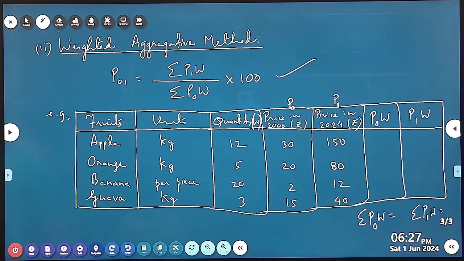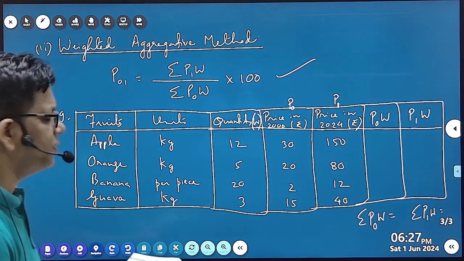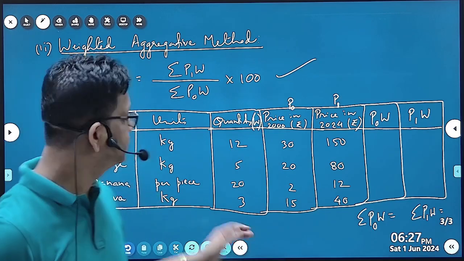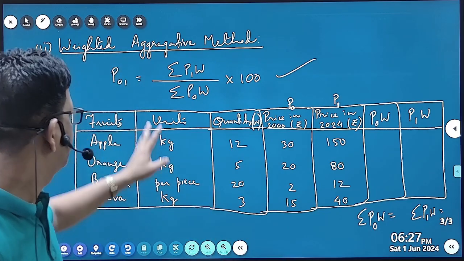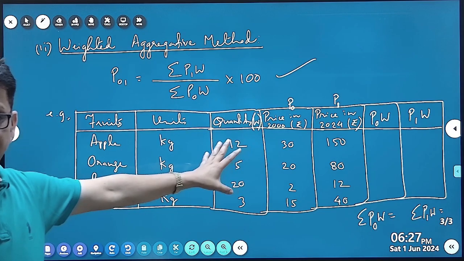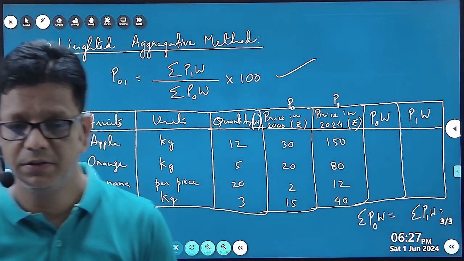Can you continue? Can I write the next? You continue. Is it okay? Done? So it's not a difficult thing till now. You just have to see always what the formula says, that is the requirement in the table.